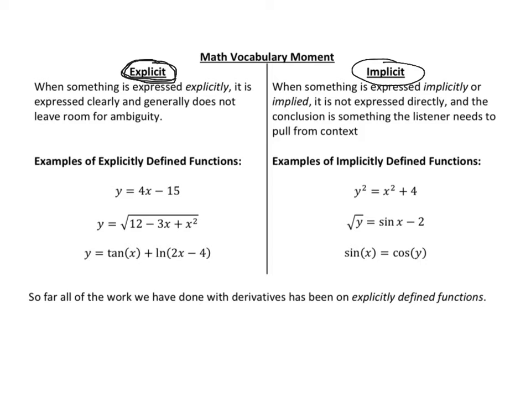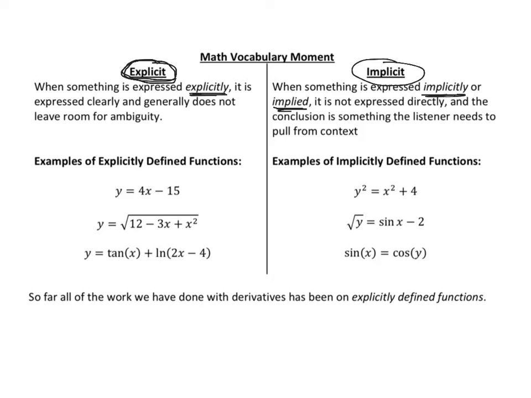And so mathematically, when a function is expressed explicitly, it means that there's a very, very clear relationship between the variables in the equation. And we're going to look at examples of that in just a minute. Whereas when something is expressed implicitly, or when something is implied, it means that it's not expressed directly. The conclusion is something that the listener has to pull from context. You kind of say, oh, are you implying that you did such? It means the person didn't say it, but you're getting the sense from them about that, right?